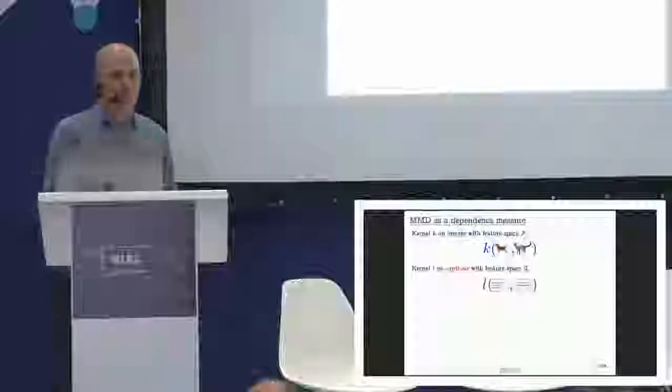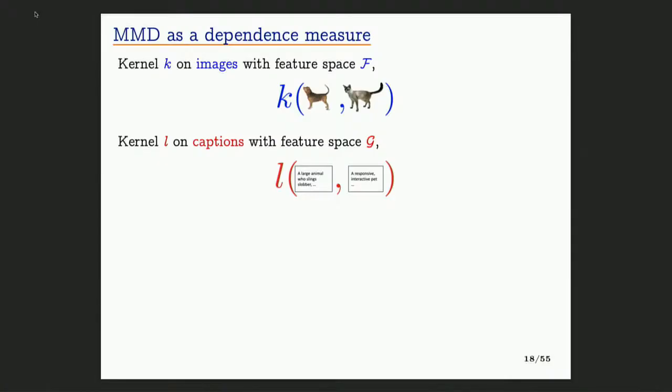All right, so I will give you one answer to that question. Let's say that I've got a good kernel on images. This tells me how similar my pictures are. And let's say that I've got another good kernel, L, on text. So individually I have how similar two images are and how similar one text is to another.